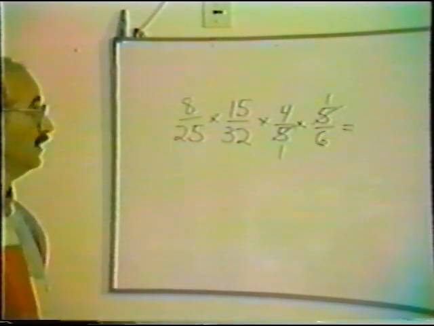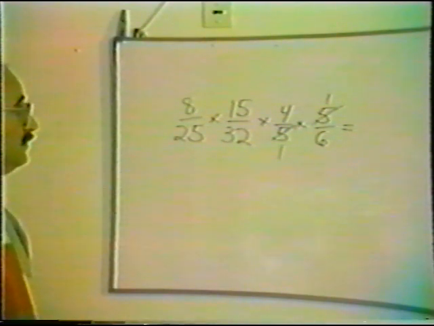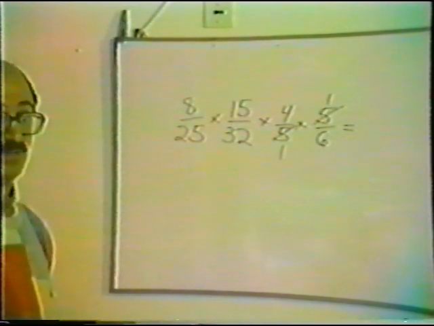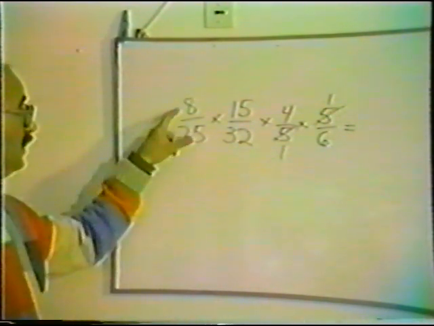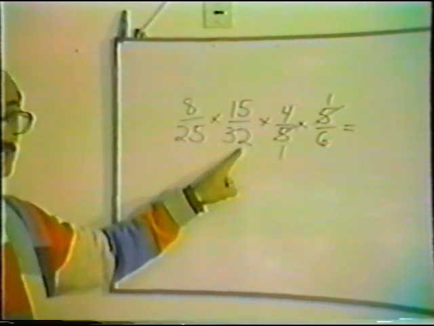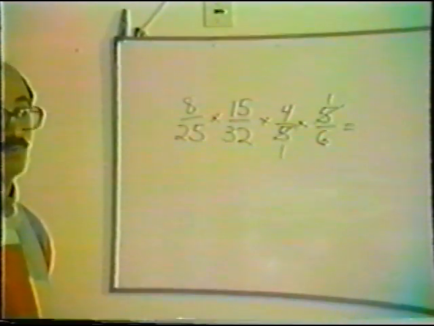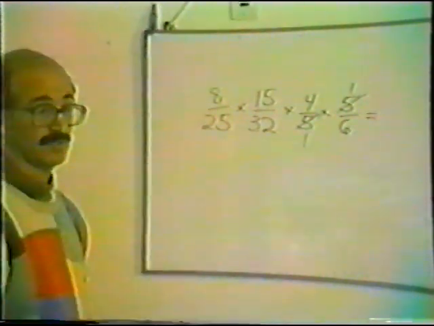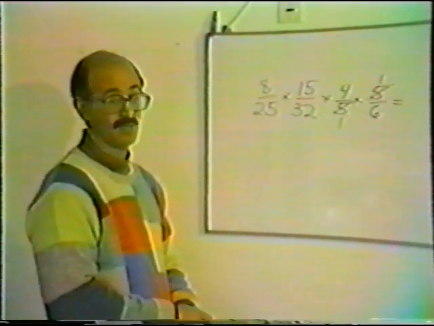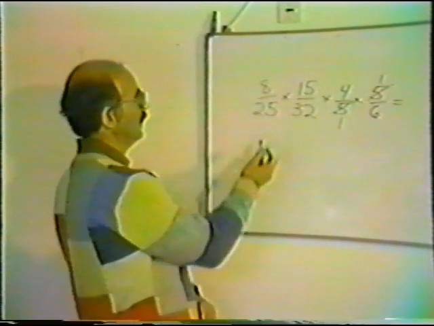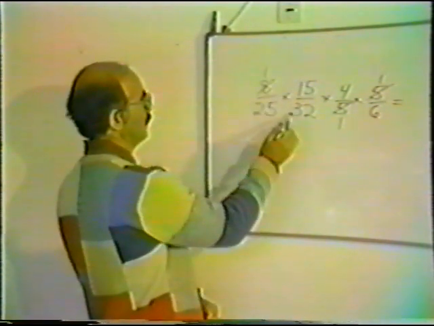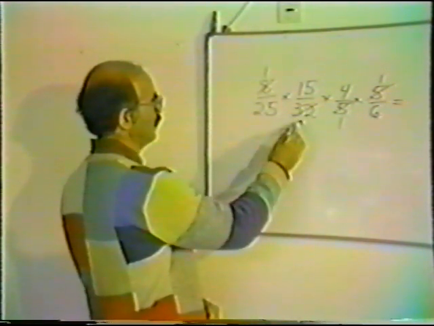What shall I cancel next? 8 into 32. Now, I have lots of choices. I could cancel the 8 into the 32, or I could cancel the 4 into the 32. And it doesn't matter which way you do it. There are many roads on this problem, and they all lead to the same place. Just as long as you do everything right, you have choices. Let's do the 8 and the 32. 8 into 8 is? 1. 8 into 32 is? 4.